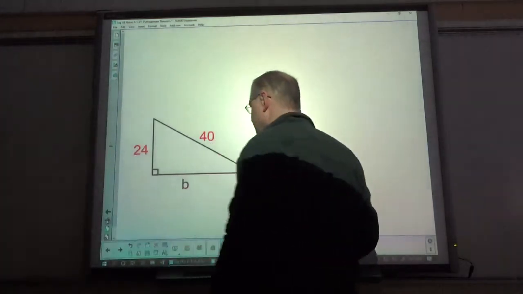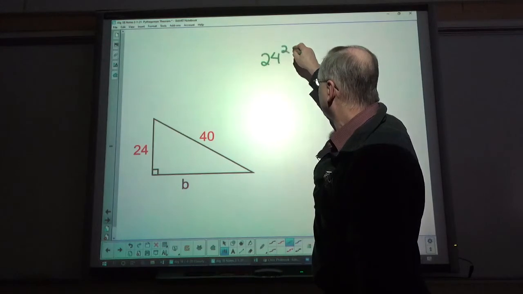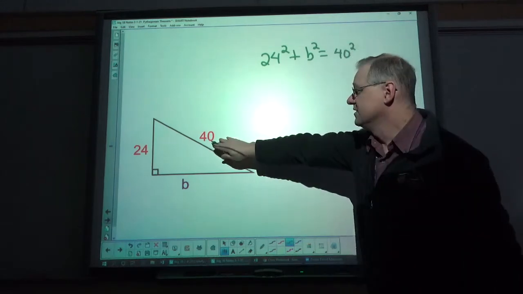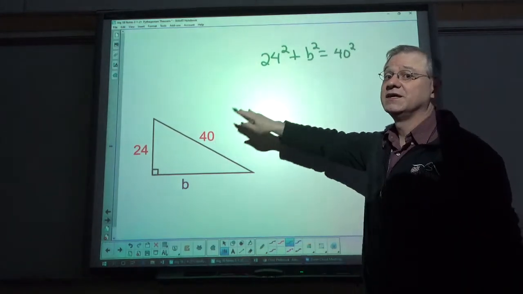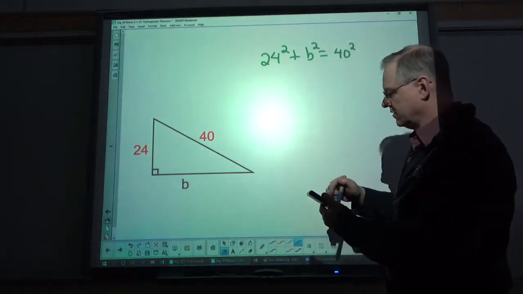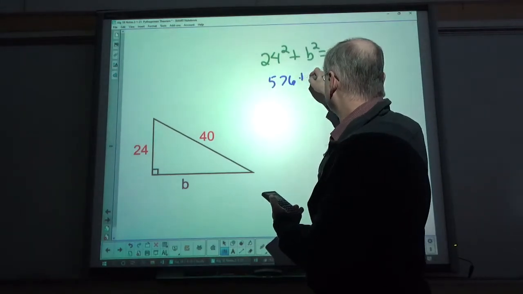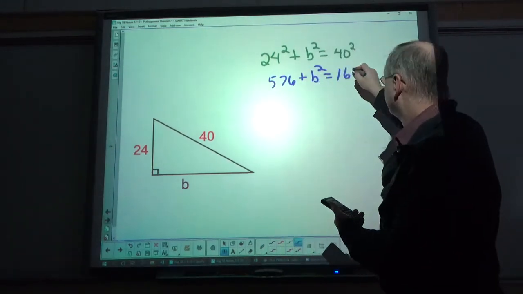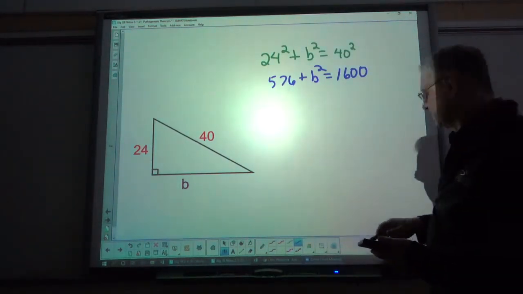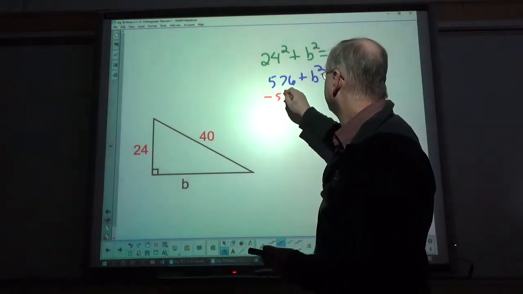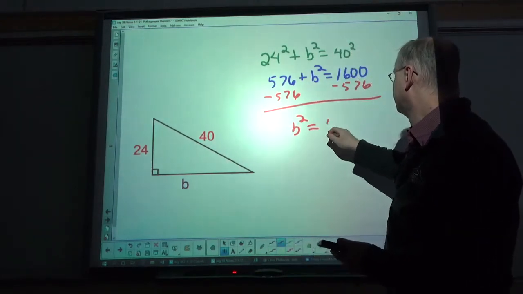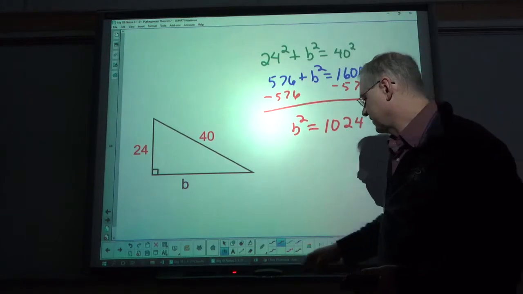All right, now that you've had a chance to try it, 24 squared plus b squared equals 40 squared. Remember, this is the hypotenuse. The c is always by itself. Let's see, 24 squared is 576. And 40 squared is 1600. So the next step I'm going to do is subtract 576 to get b squared by itself. And that gives me 1024.